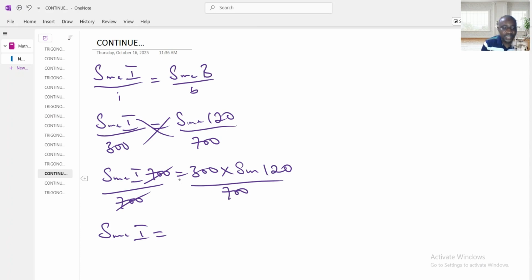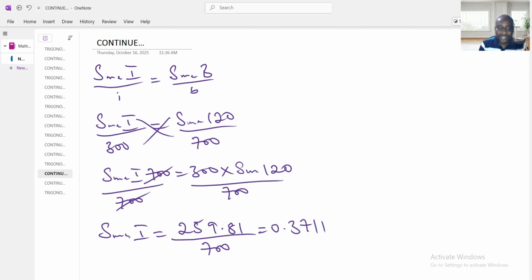The sine 120 is 0.8660. 0.8660 multiplied by 300. What is it going to give us? It's going to give us 259.81, divided by 700. What is it going to give us? Divided by 700, it's going to give us 0.3711.